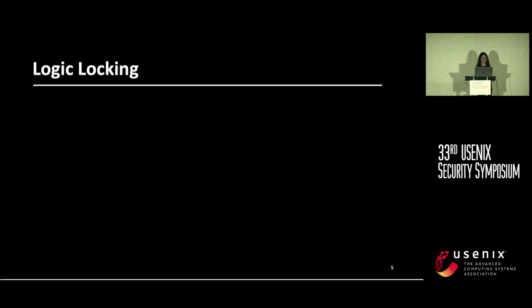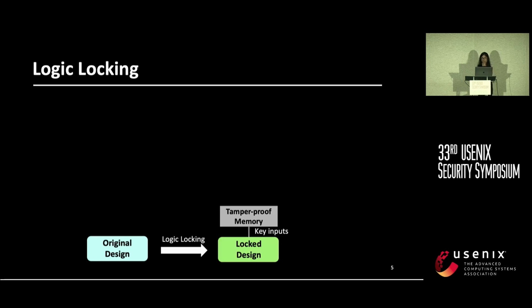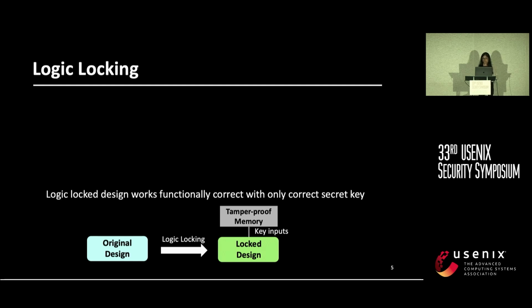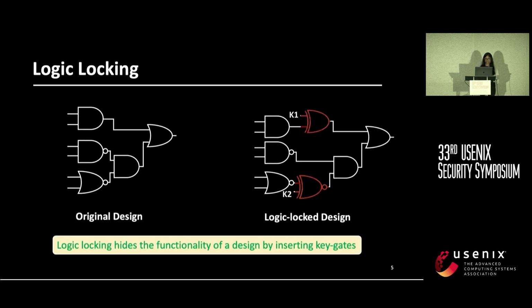Now let's discuss logic locking. Logic locking modifies the original design by adding key gates and key inputs, and the secret key is stored in a tamper-proof memory. Only with the correct key value does the logic locked design function correctly. Consider an example over here with the original design and logic locked design as follows. The logic locked design works functionally correctly with an insertion of the correct secret key. With an incorrect secret key, the output is incorrect.